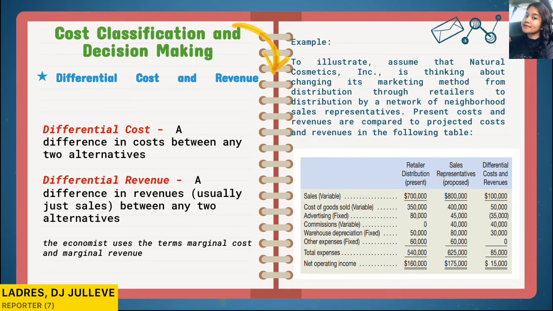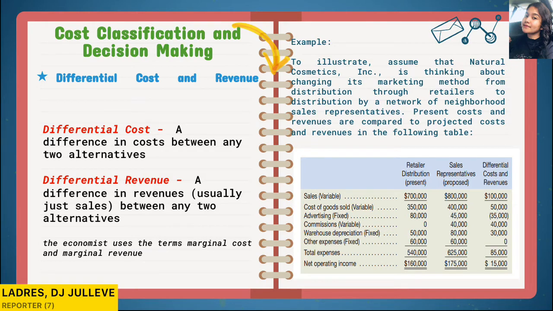We have here an example. To illustrate, assume that the Natural Cosmetics Incorporation is thinking about changing its marketing method from distribution through retailers to distribution by a network of neighborhood sales representatives. Present costs and revenues are compared to projected costs and revenues in the following data. So, present diri ang data sa table.